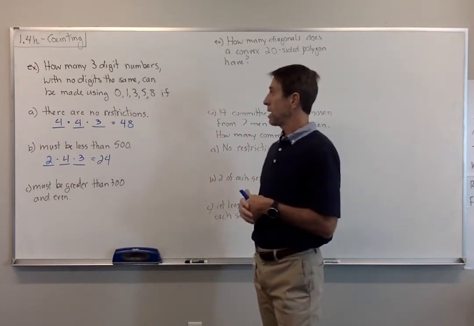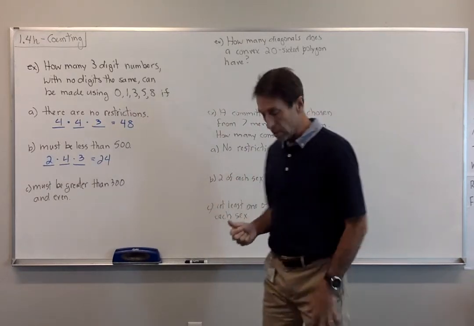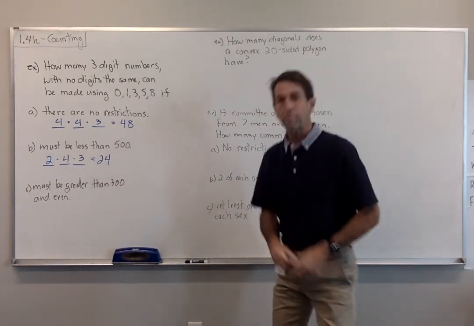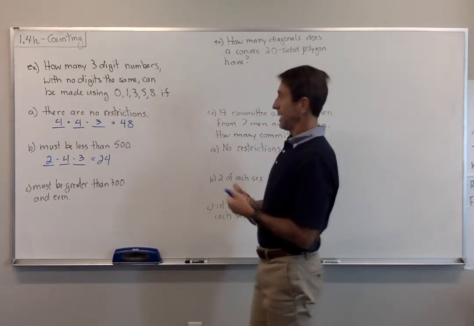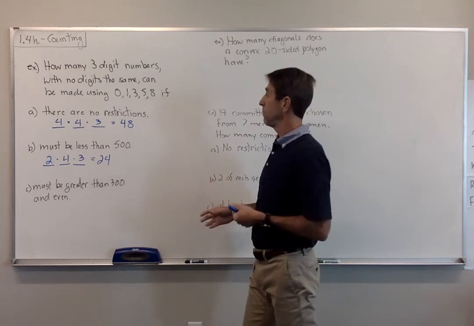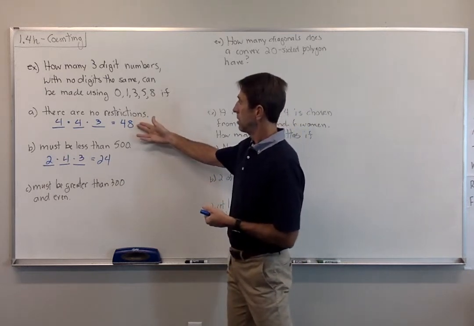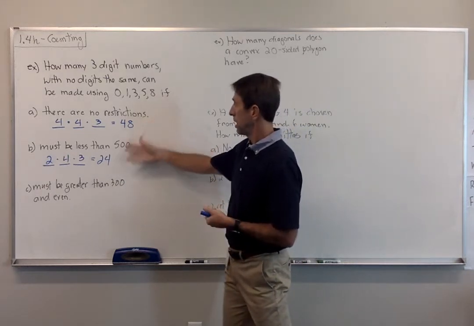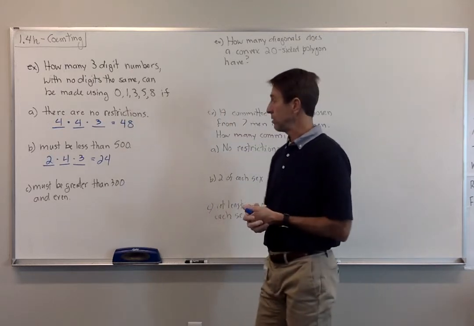Now remember, all these counting techniques really take the place of actually counting. Which means if I listed all the possibilities, and there'd be a lot of them, this is how many numbers we could get total. This is how many would be less than 500.